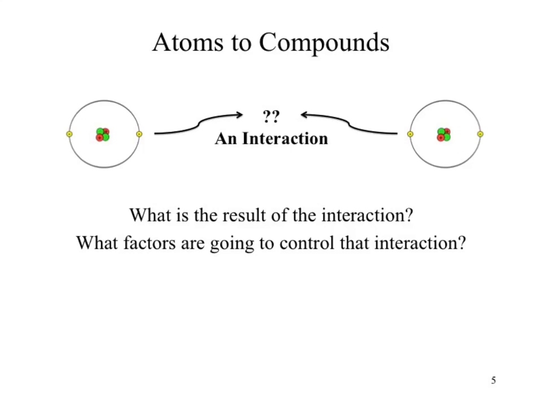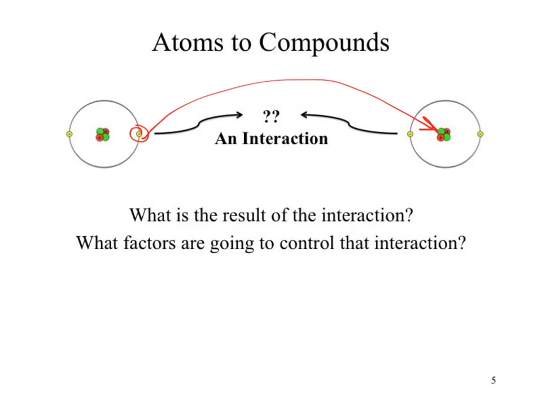Atoms to compounds. So we just looked at examples of functional groups and how we can scale these things up, but how did they come about? Where did we get them from? If we take two atoms and bring them close enough to each other at the appropriate distance, the electrons from one atom can see the nucleus of the other atom. Why would that be important? Well, if that electron sees another nucleus, what's it going to do? It's going to try and go there.